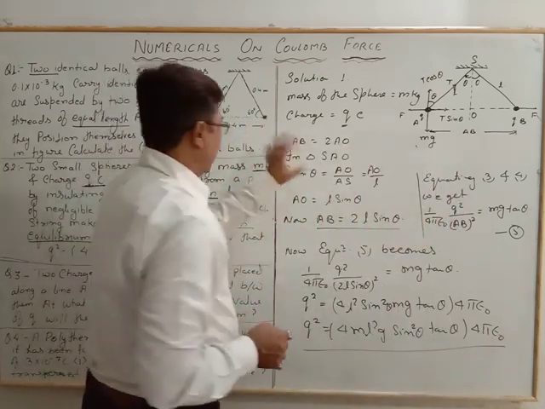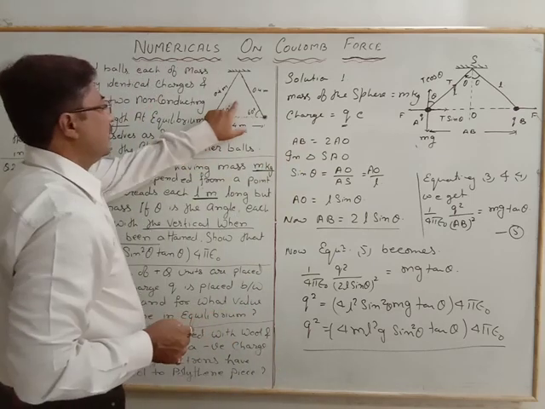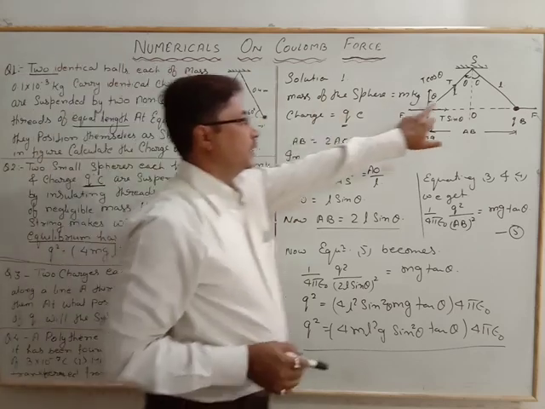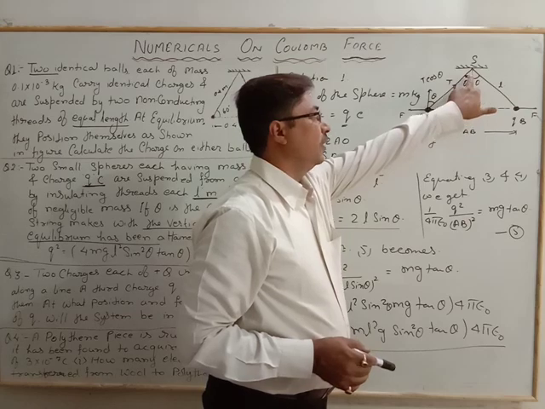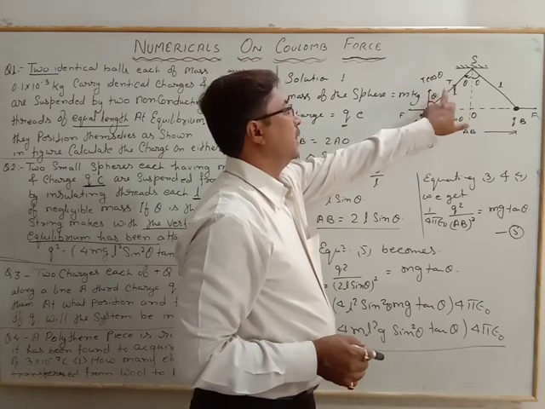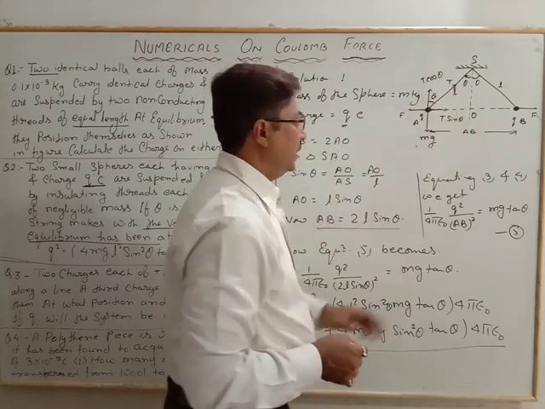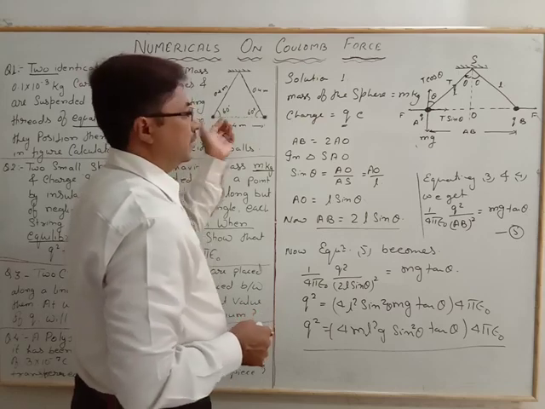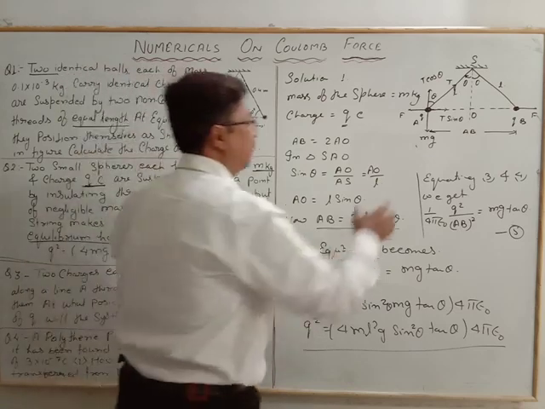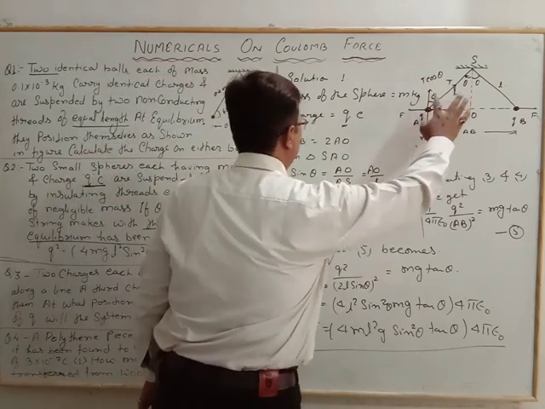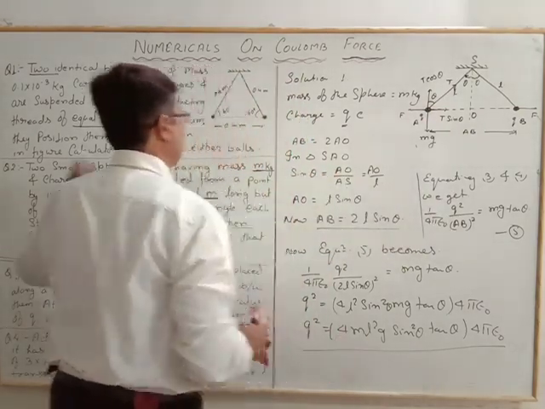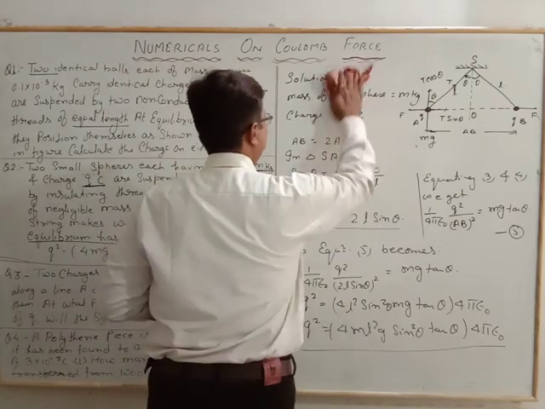So in the previous numerical, the angle is taken from the charge, and in this particular numerical, the angle is taken from the point of suspension. So that is the difference. So we resolve this one. Here it is T cos theta and T sin theta. Earlier we had it too, but the manner will be different. In both cases we find the equilibrium condition that the net force acting on the charge is 0.